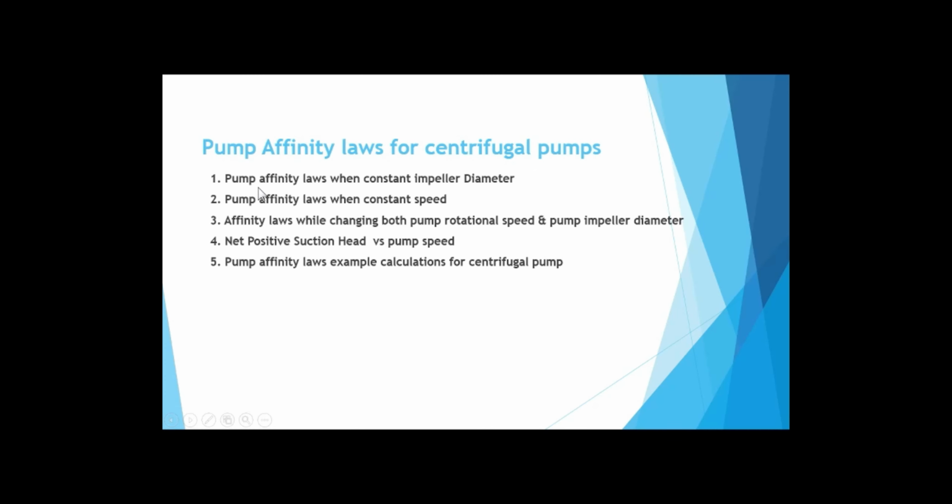Pump affinity loss when constant impeller diameter. Pump affinity loss when constant speed. Affinity loss while changing both pump rotational speed and pump impeller diameter. Net positive suction head versus pump speed. These are the four topics I explained in the last tutorial. So today we will see a pump affinity loss example calculation for a centrifugal pump. Let's go.